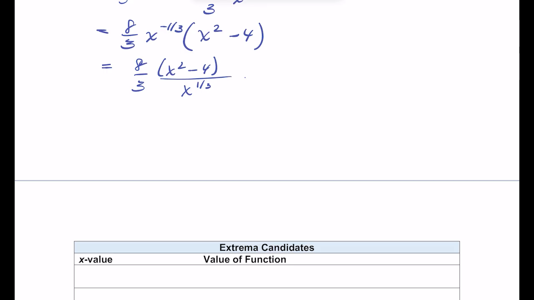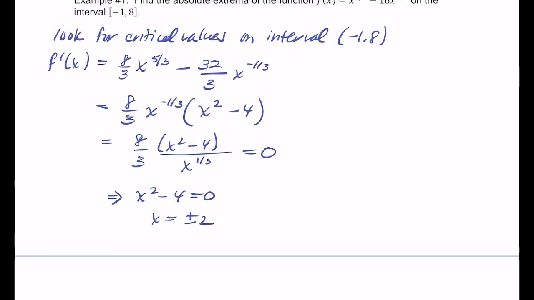Okay, so we're going to set that equal to 0, right? Looking for critical values. 8/3 can't equal 0, so I'm not going to worry about that. If I take this fraction and set it equal to 0, a fraction equals 0 when the numerator is 0. So I'm going to take x squared minus 4, set it equal to 0, and I would get x equals plus or minus 2. Now if I'm looking on the open interval from -1 to 8, -2 is not in that interval, so we're just going to forget about that.